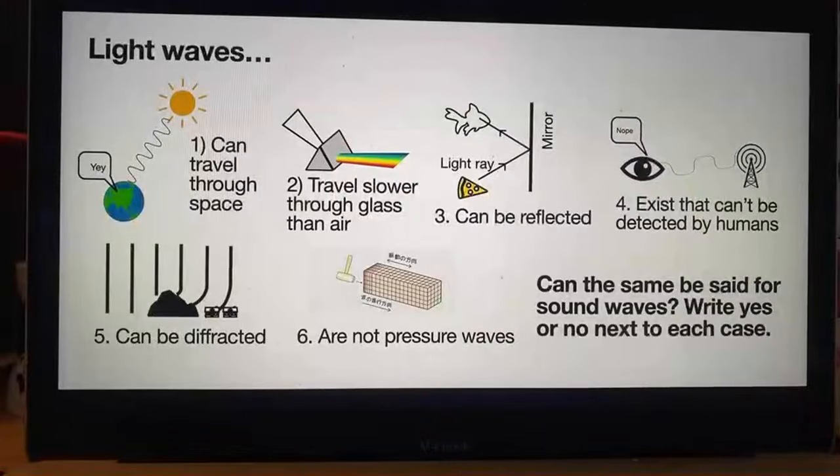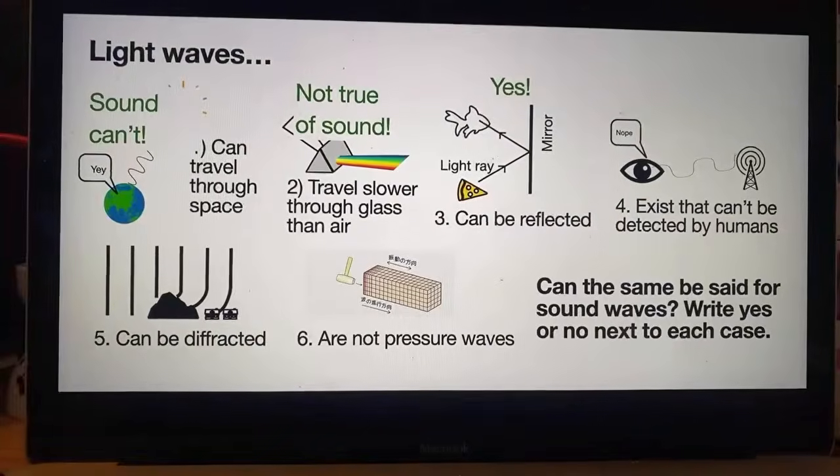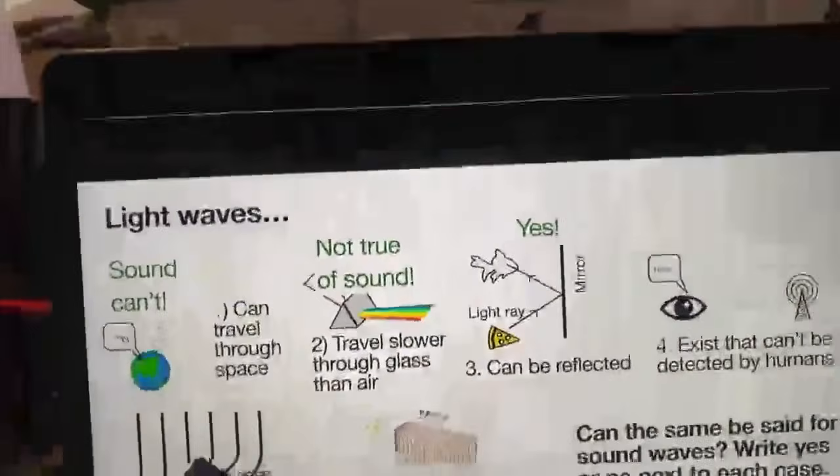Okay, so light can travel through space. Obviously, that's how light gets from the sun to us. Sound can't travel through space because space is a vacuum where there are no particles. We just said that. Hopefully, you got that. Light slows down when it hits glass. That is actually not true of sound. We'll go into that in a sec. Light can be reflected, and so can sound.